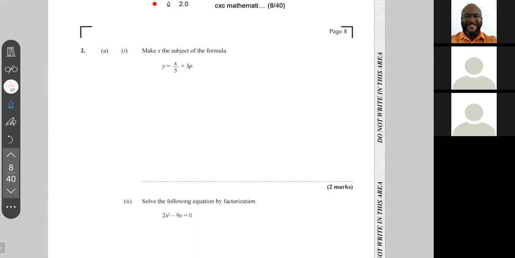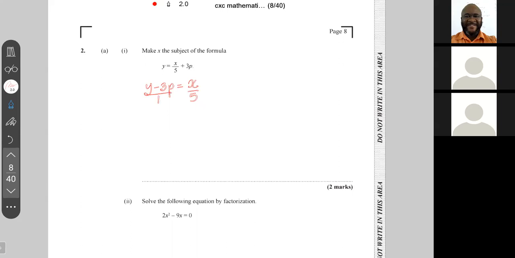So the first thing I'm going to do, I'm going to take the 3p, which is on the right, over to the left-hand side. So this is y minus 3p. Positive 3p on the right goes over to the left and becomes negative. So over to the right now, I have x over 5. Then I'm going to put this over 1.